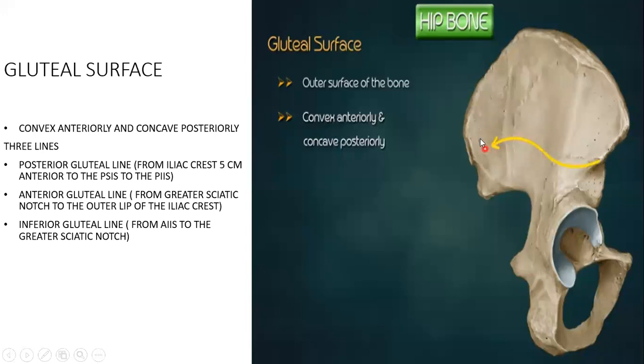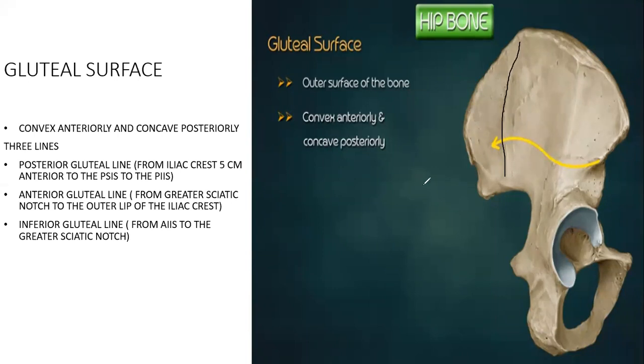On the gluteal surface of the ilium, there are three lines which you need to know. You have the posterior gluteal line, which is that line there. The posterior gluteal line starts from the iliac crest, as you can see, about 5 centimeters from the posterior superior iliac spine. Then it goes all the way to the posterior superior iliac spine.